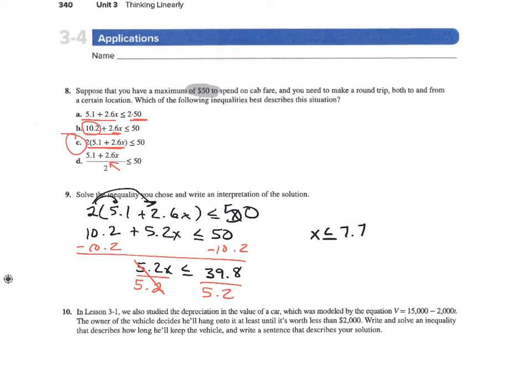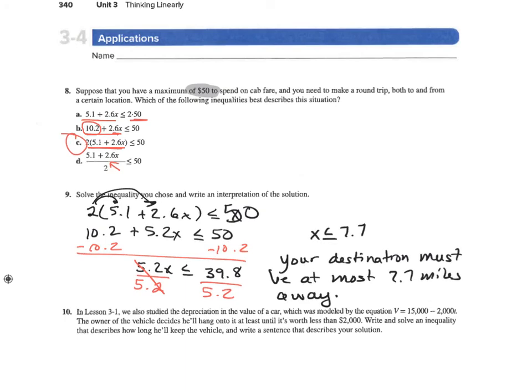So your destination must be at most 7 and 7/10 miles away if you're going to make a round trip. All right.